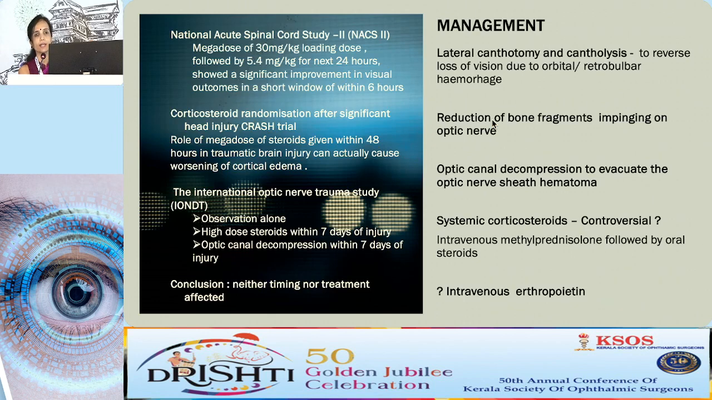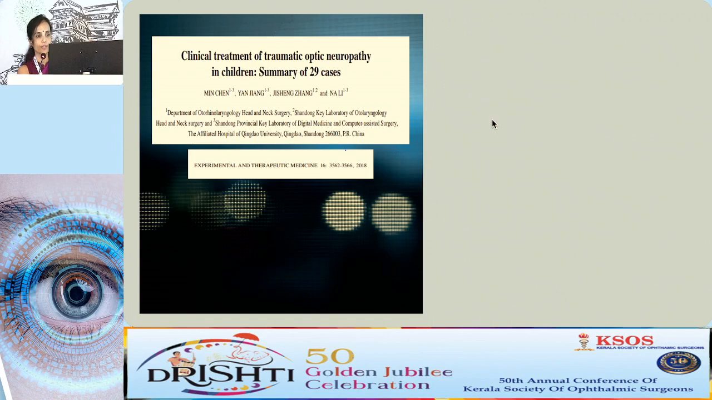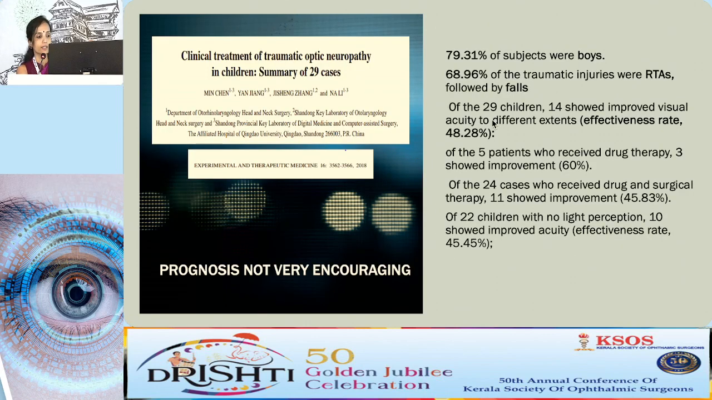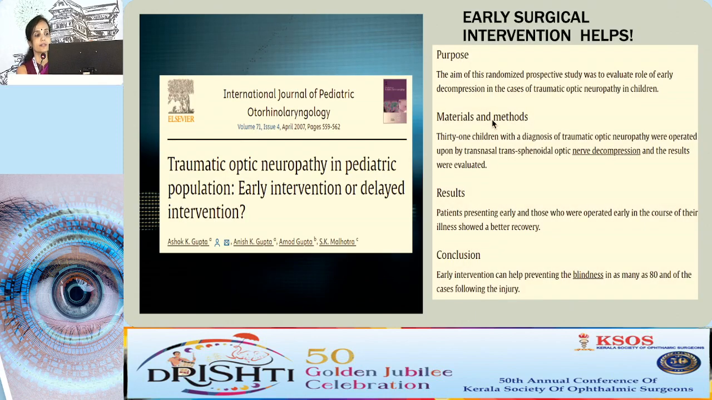So there is controversy regarding management of traumatic optic neuropathy. But what we generally do is, if there is a direct traumatic optic neuropathy with a hematoma or a bone fracture impinging on it, you have to go and do a surgical intervention. Systemic corticosteroids is controversial, but we do give IV methylprednisolone if there is no traumatic brain injury. You have to discuss it with the neurosurgeon. There are conflicting reports. In this case series, the prognosis was not very encouraging, whereas they found that surgical intervention in the pediatric population did help to improve their vision in as much as 80 of their case series patients.